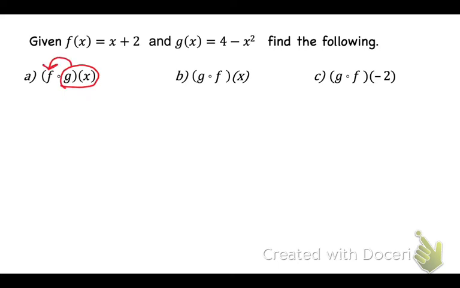Okay? So I have 1x. So what is x now? 4 minus x squared. So I always put parentheses just so I know where I'm plugging it into, and then plus 2. And then combine like terms. So what would I get? Negative x squared plus 6. Is that right?